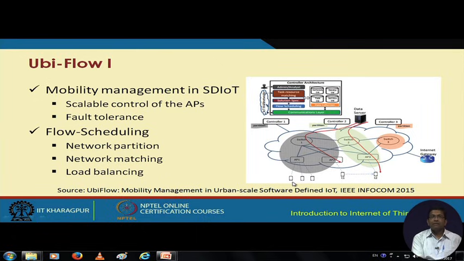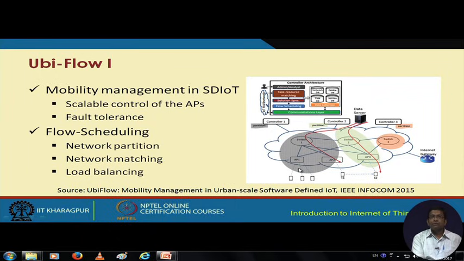So, let us say that this particular mobile device receives a particular packet. Then what is it going to do? It is going to execute this network matching algorithm. What that network matching algorithm is going to do is check which of these network partitions should handle this particular packet. Then it will be sent to that particular partition for further handling, and load balancing basically takes care of it.